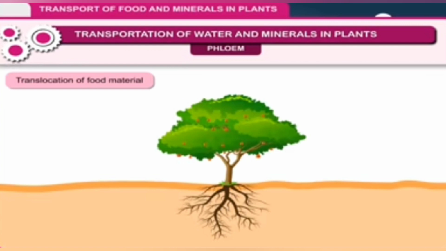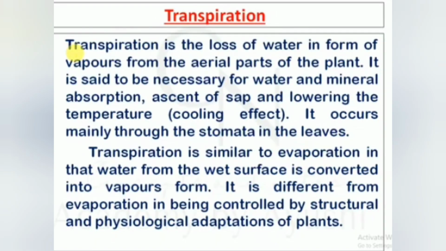Translocation of the food material. Phloem is a living conductive or vascular tissue. It contains tubes like xylem, but it performs no mechanical function. Phloem consists of four elements or cells.